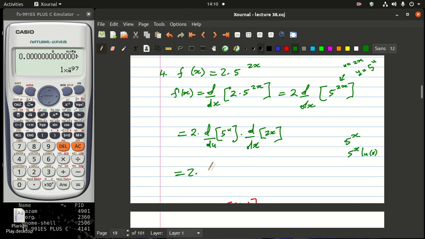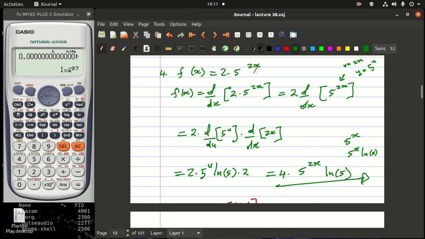What is the derivative of this? It's going to be the same as 5 raised to u, because I have a u and u, times ln of this constant here, which is 5, times the derivative of that, which is just a 2. Of course, 2 times 2 is 4, times 5 raised to u. My u was actually 2x, so I have 2x here, times ln of 5. That's what we're actually looking for here.